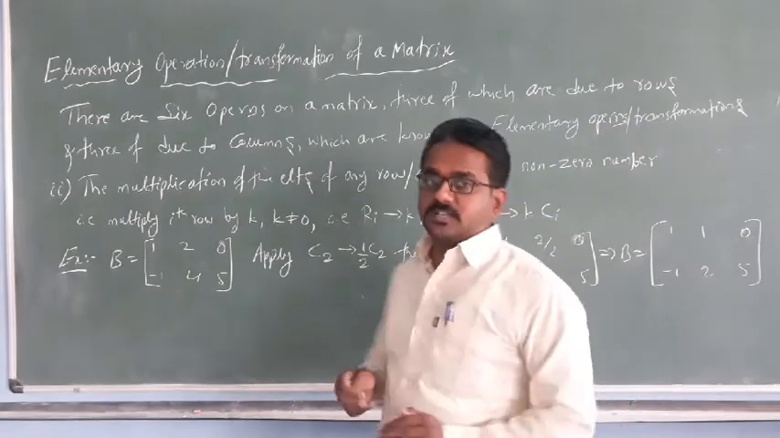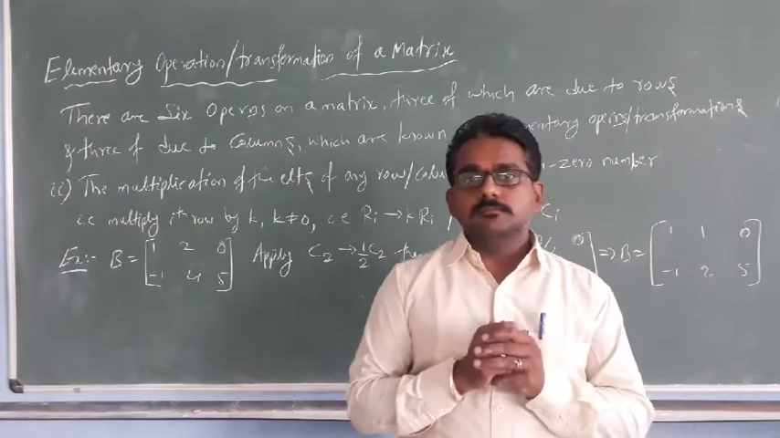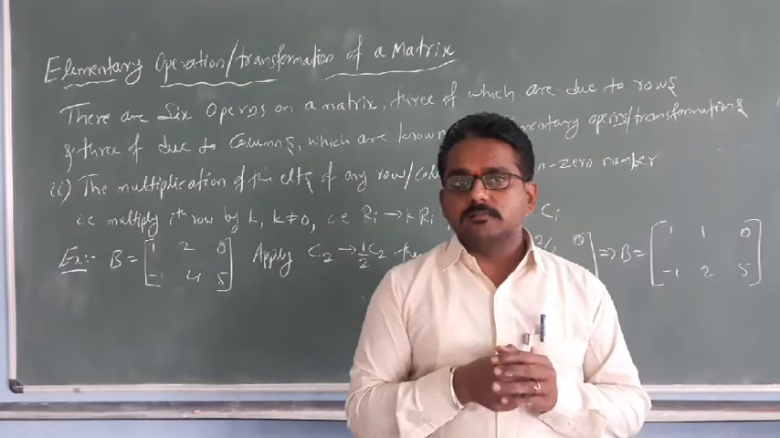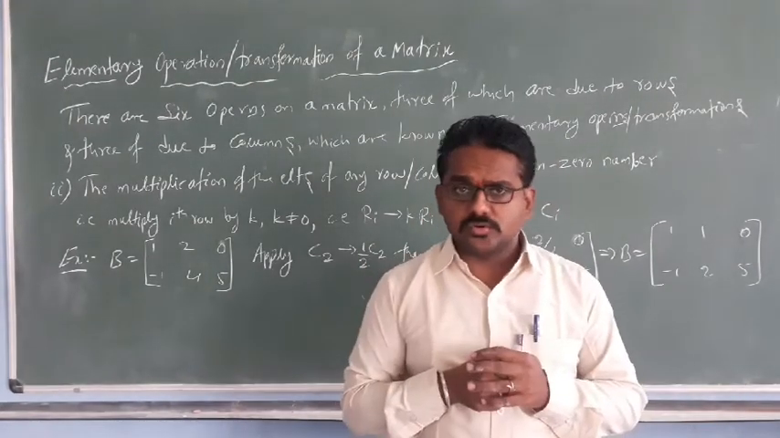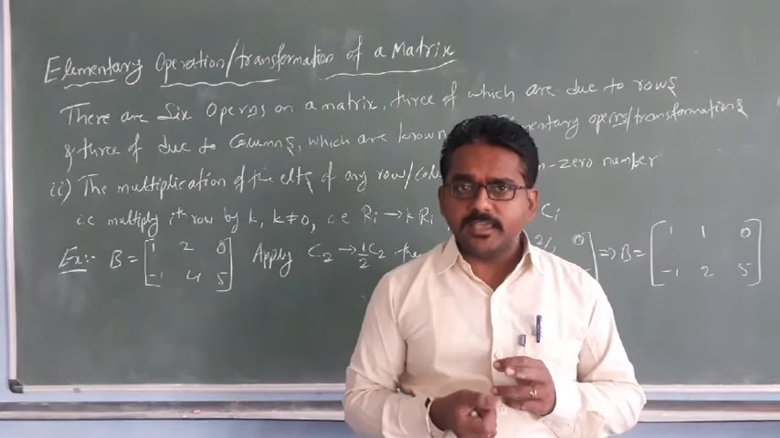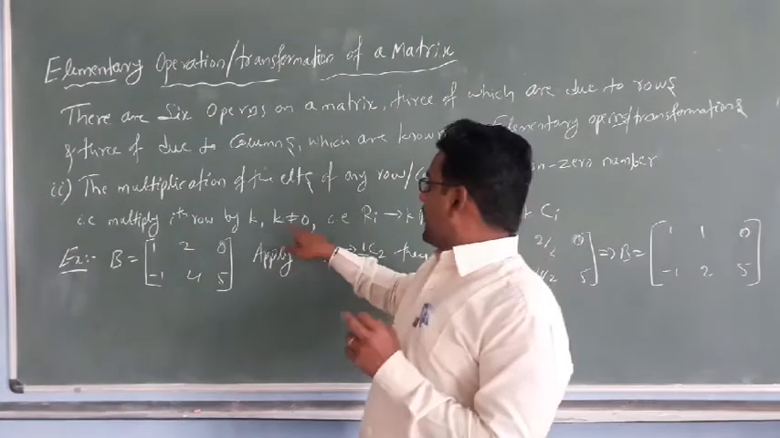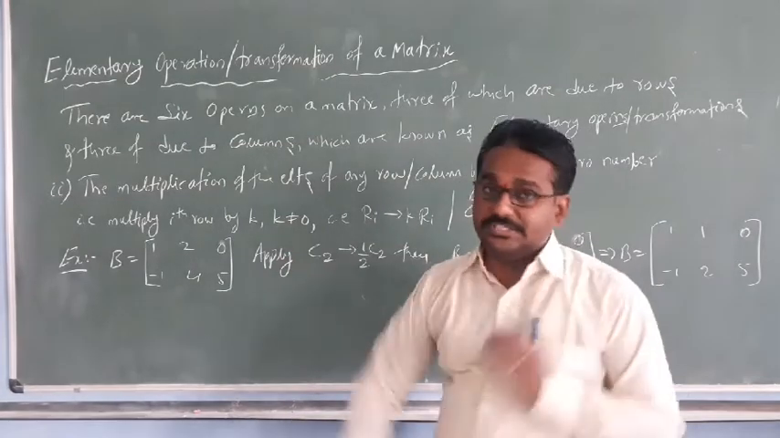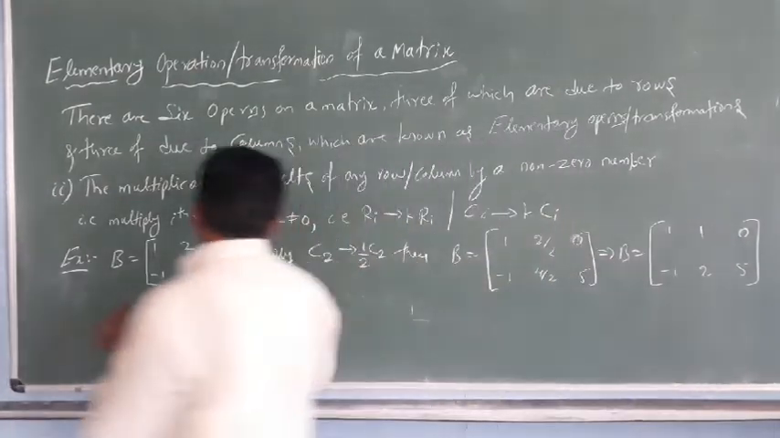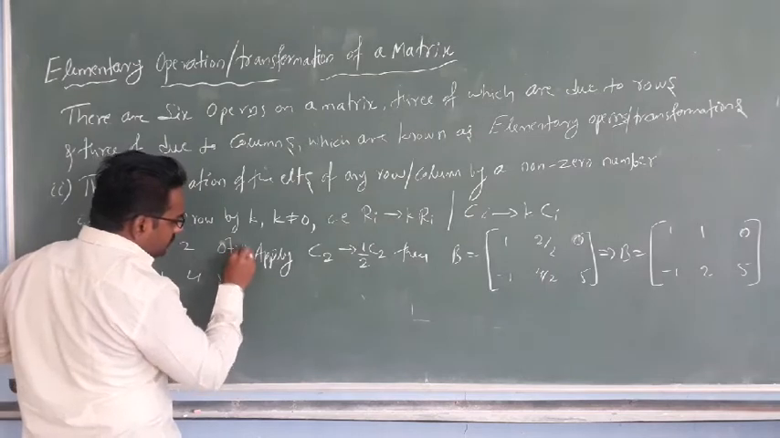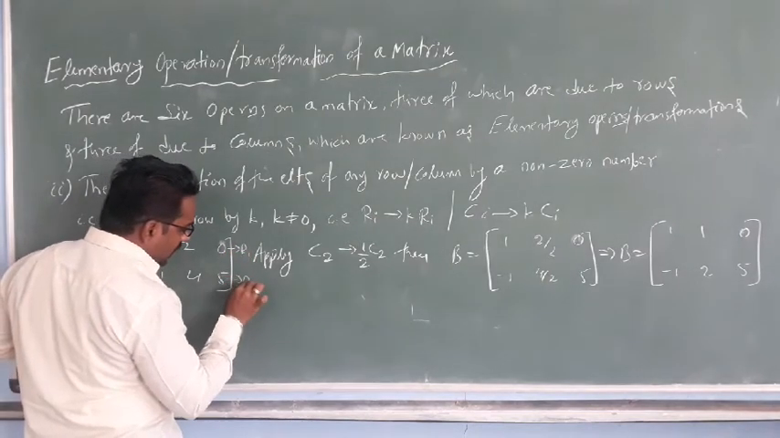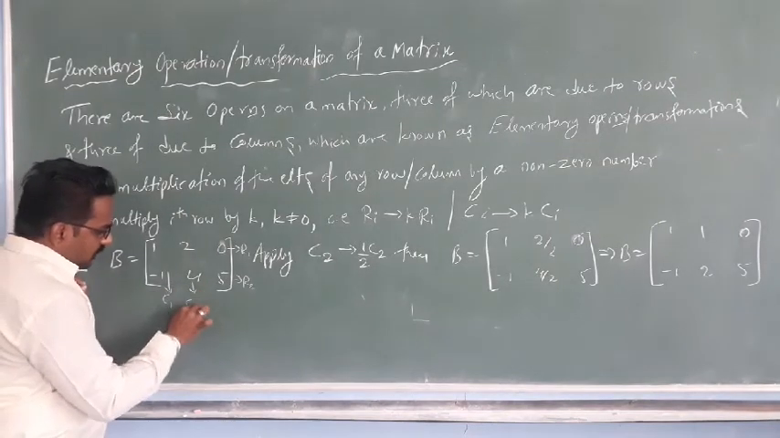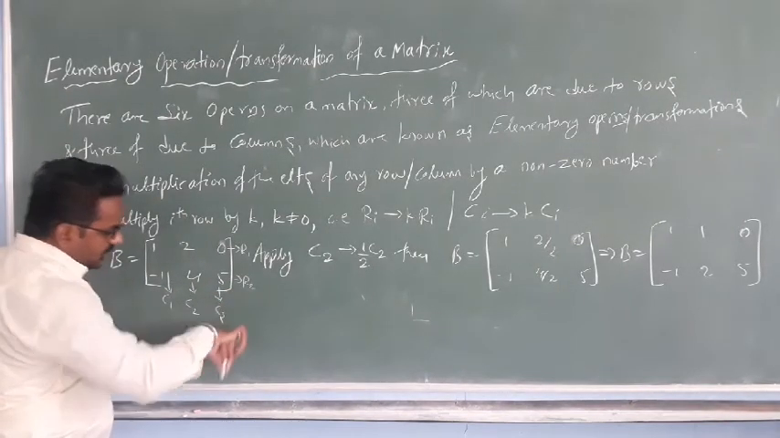Suppose I mention row 1, that is R1, and I mention 5 into R1. Then each element of the first row has to be multiplied by the mentioned k value. It may be positive or negative, not 0. This is R1, row 1, this is R2, this is column 1 C1, this is column 2 C2, this is column 3 C3.